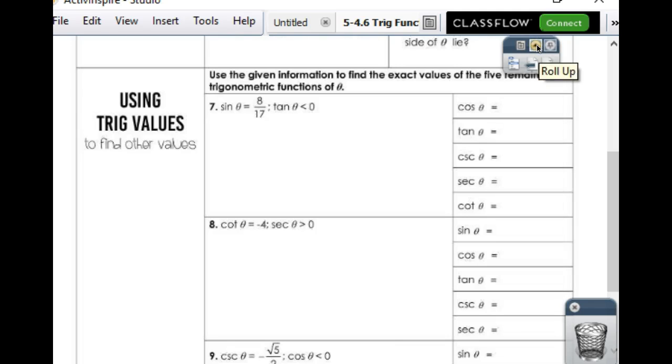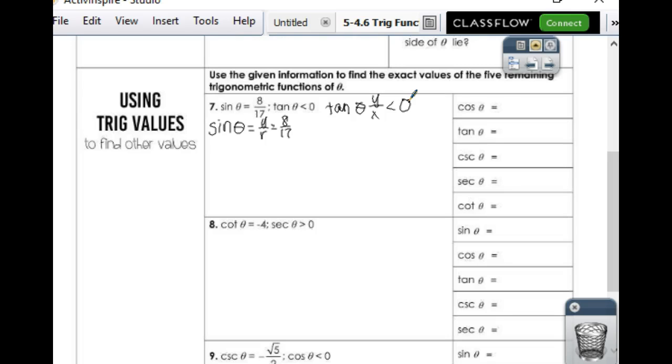So, the sine of theta is 8 over 17. On the front of your sheet, the sine of theta is equal to what? Y over r. So, I have 8 over 17. And so then I have the tangent of theta. And what's tangent? Y over x. So y over x is less than 0. But y over r is always positive. So that means my y has to be positive here.